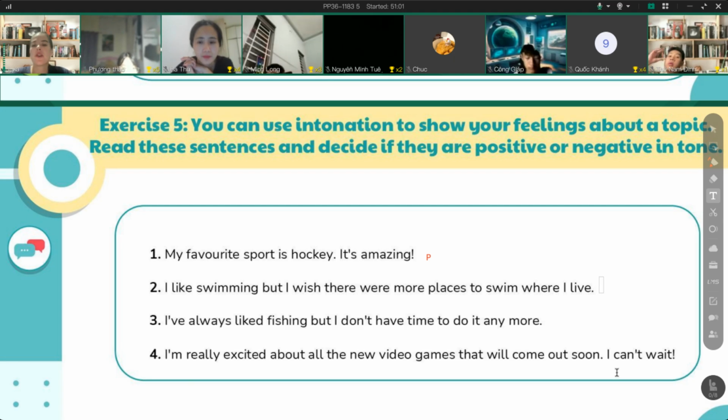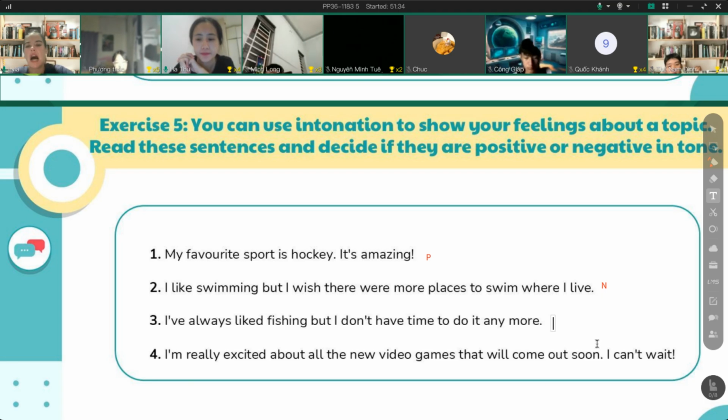Hatu, what did you say for number 2? For number 2, I think it is negative. Okay, let's have a read. I like swimming, but I wish there were more places to swim where I live. Okay, that could be a negative sentence because they're kind of complaining about the fact that there are not enough places to swim, right? So let's see later on if you are correct.